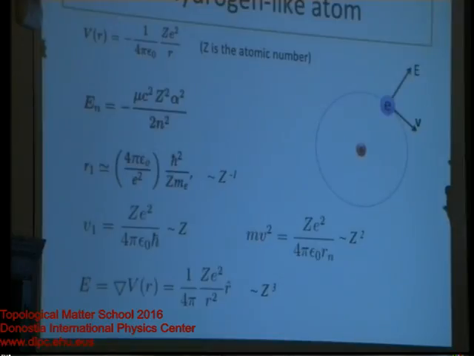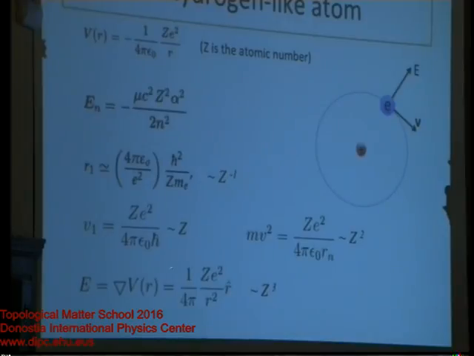To derive this velocity, we can simply use classical information. This is the kinetic energy, this is the potential, and in this way we simply get that the velocity is proportional to Z. If you have any questions, just feel free to ask.